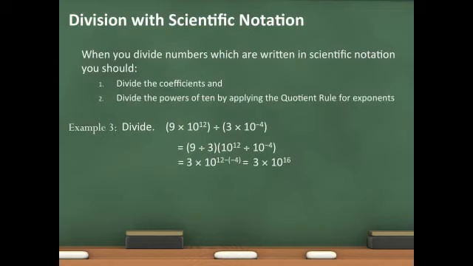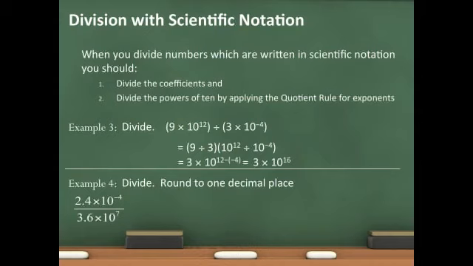To divide the powers of 10, remember to subtract the exponents. 12 minus negative 4 is the same as 12 plus 4, or 16. So 9 times 10 to the 12th power divided by 3 times 10 to the negative 4th power is 3 times 10 to the 16th power.